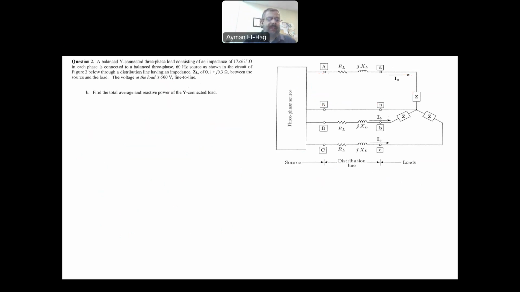Let's go to the second thing. What is the total average and reactive power of the Y-connected load? So we want to find for this Y load, what is the P and what is the Q? P is equal to root 3 V line I line cosine theta, which is the power factor, which is equal to root 3 V line I line cosine of theta V minus theta I.